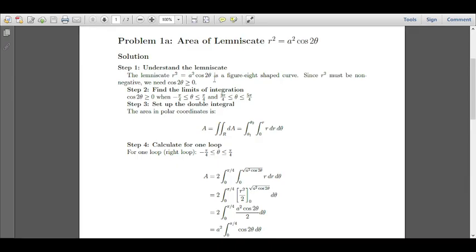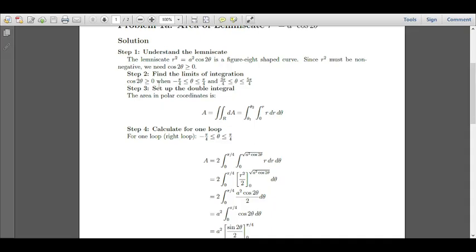Since r square must be non-negative, for that cos 2 theta must be positive. Since cos 2 theta is positive when theta lies between minus pi by 4 and pi by 4, 3 pi by 4 and 5 pi by 4.